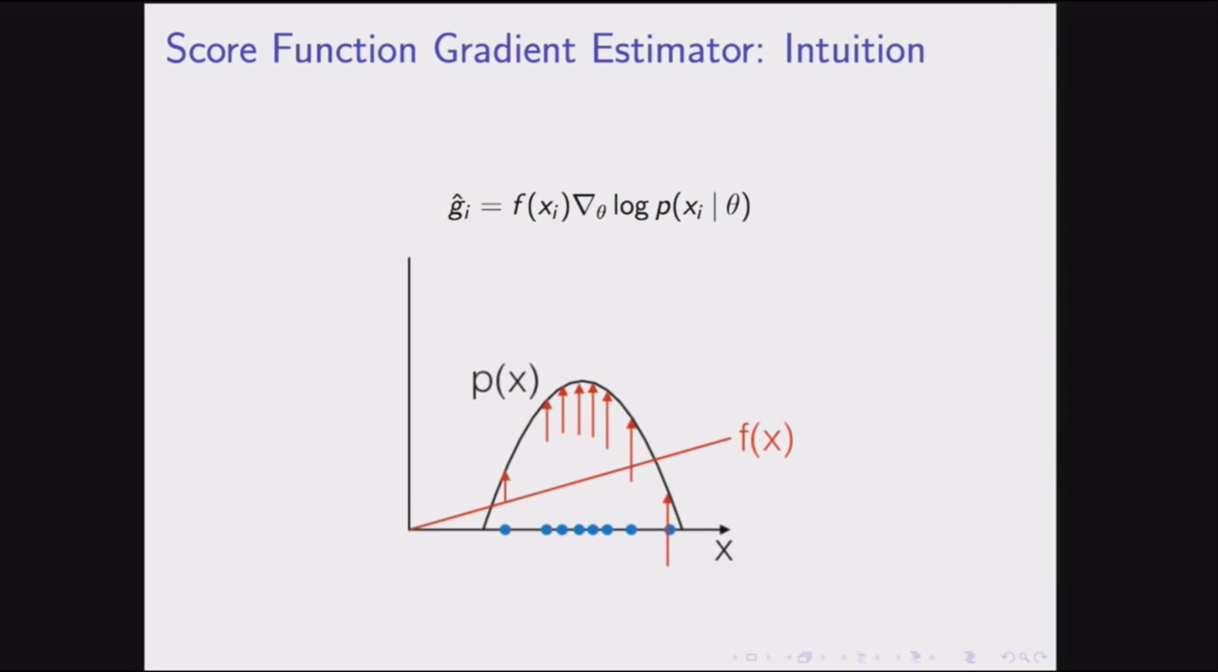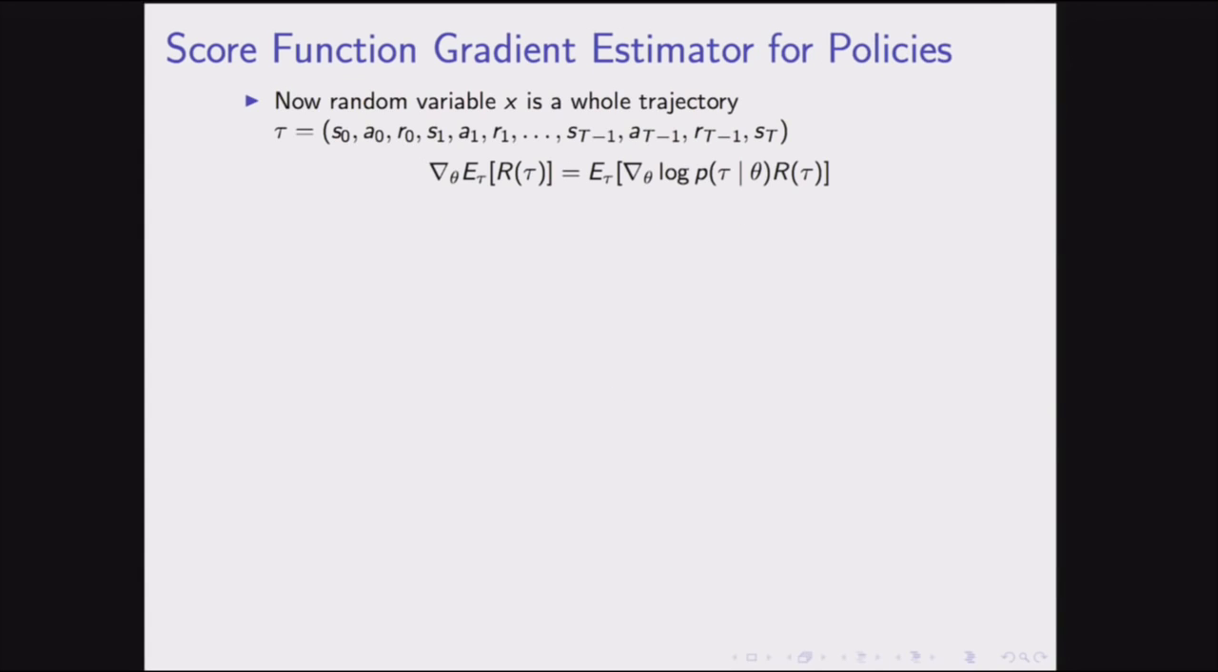Okay, so that's the score function gradient estimator. This is a general technique. It can be used in various machine learning problems. Now we're going to apply it to the reinforcement learning setting. And we're going to take our random variable x to be a whole trajectory. So the trajectory consists of state, action, reward, and so on until the end of the episode. And now to get our gradient estimator, to get the gradient of the expected reward, all we've got to do is compute the grad log probability times the total reward.